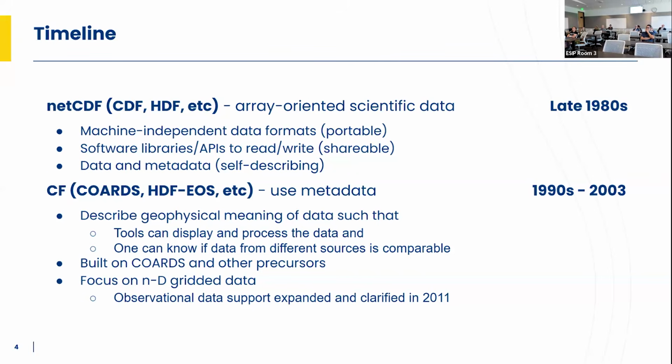So that was a fairly straightforward thing in there, and describing it was important and figuring that out. But there was always, even in the first version of CF, some observational stuff, trajectories or aircraft track kind of things, and soundings and station time series. So there were some descriptions about those, and that was expanded and clarified in 2011.